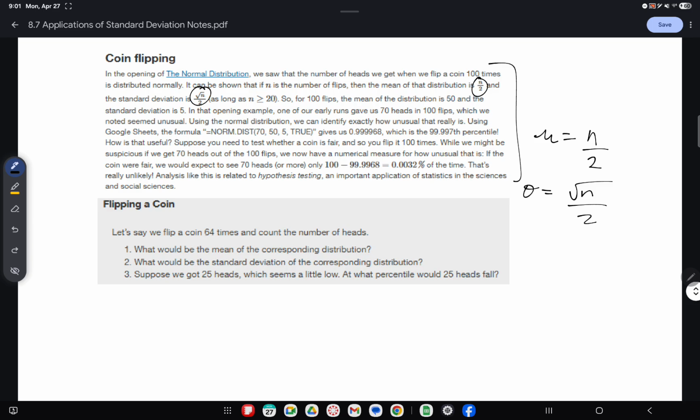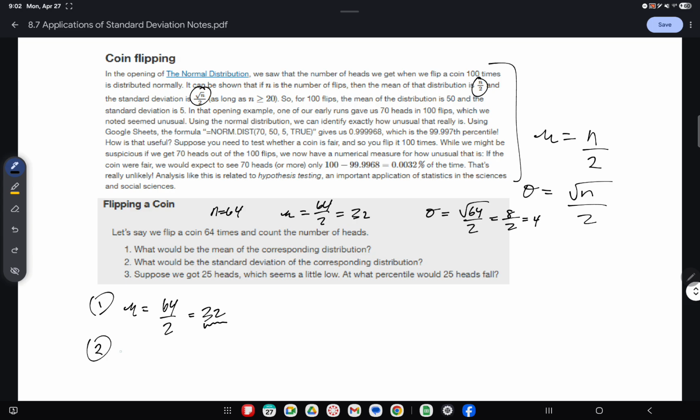So for us, n is 64, which means the mean would be 64 over 2, which is 32. And then the standard deviation is square root of 64 over 2, which is what? 8 over 2, which is 4. So what would the mean be? It's going to be 32. That's 64 over 2 to give 32. And then what's the standard deviation? All right, I just found that as well. So square root of 64 over 2, which is 8 over 2, which is 4.